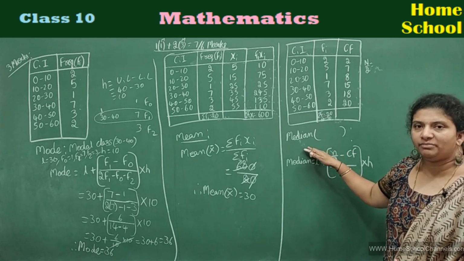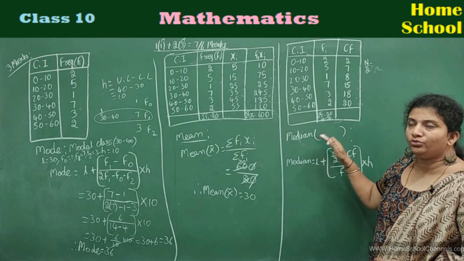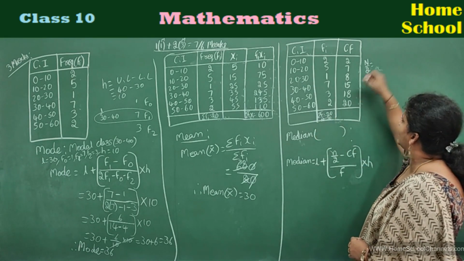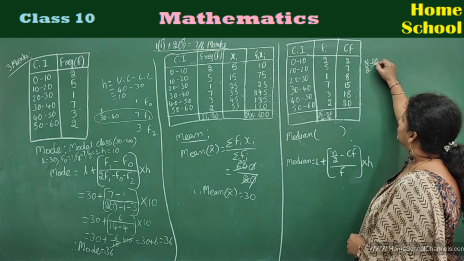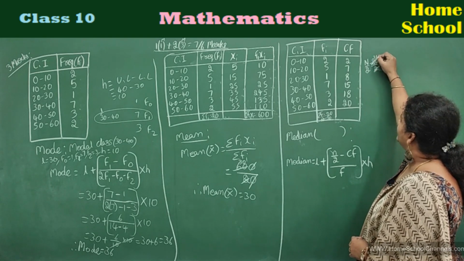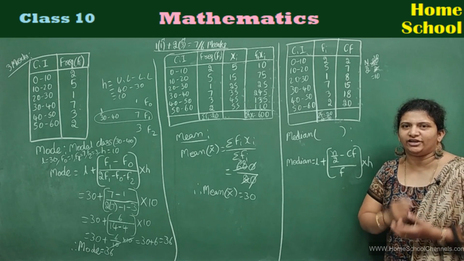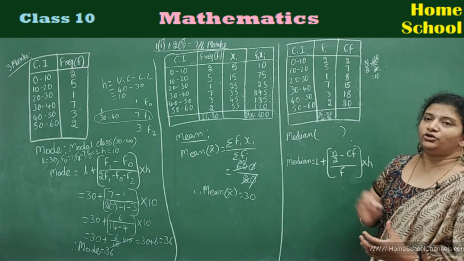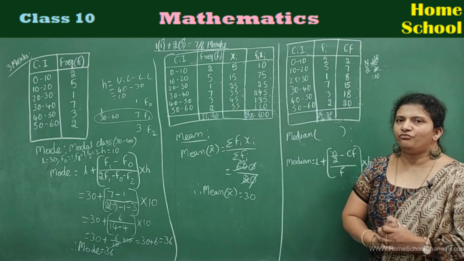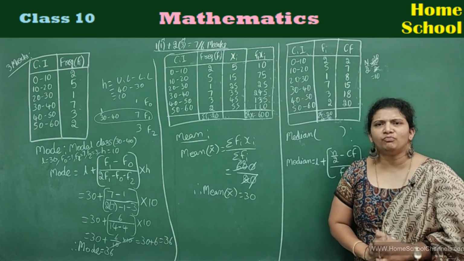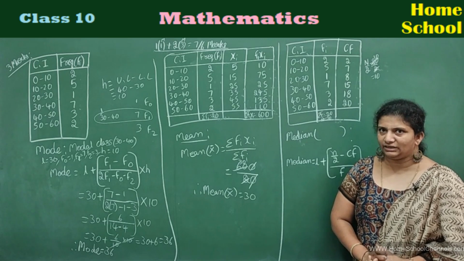In order to find the median class, we need to take half of the total frequency. N value is 20, 20 by 2 will be 10. Where is this 10 in the cumulative frequency? N by 2 value is 10. Now we need to find the median class. This step is very important in order to calculate median.